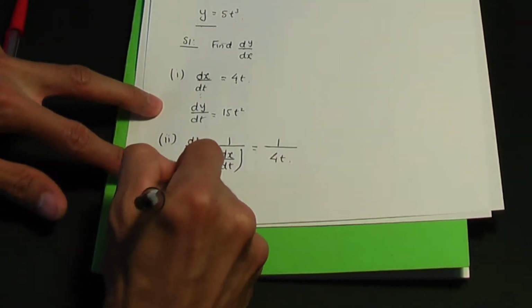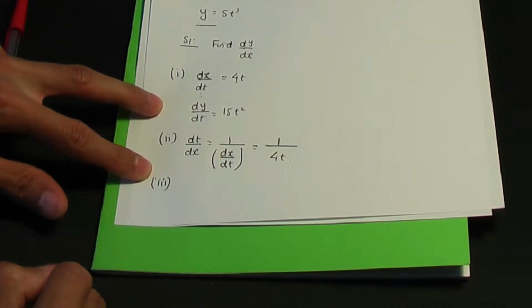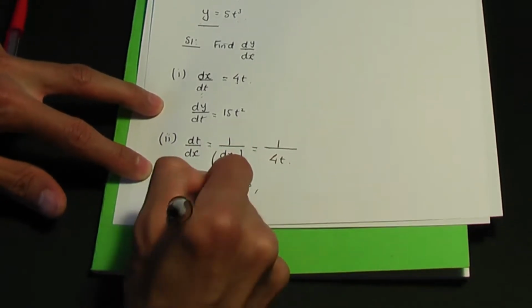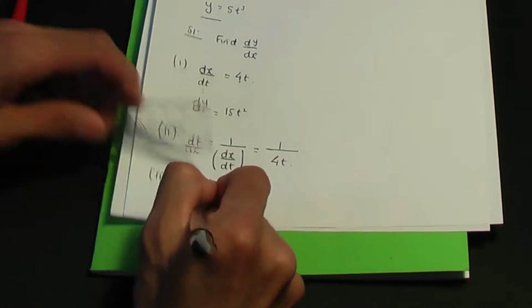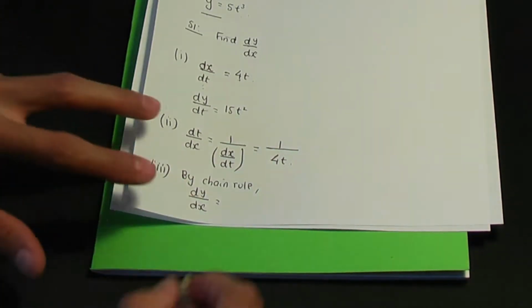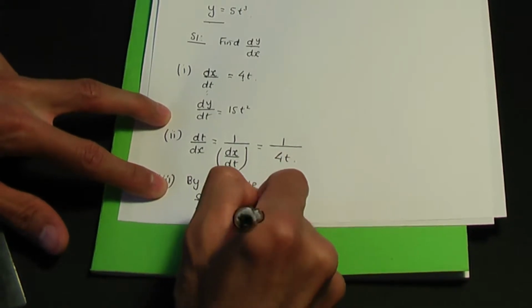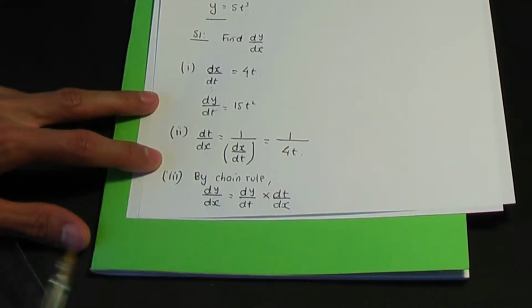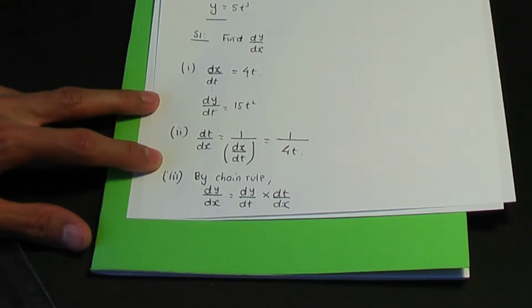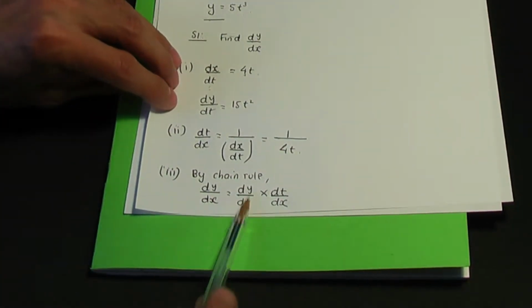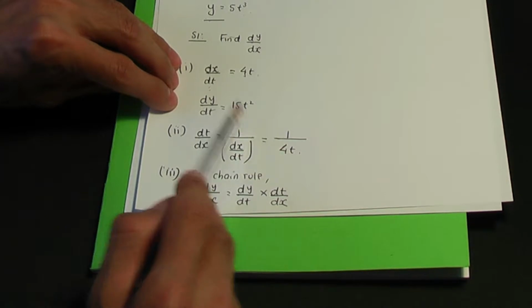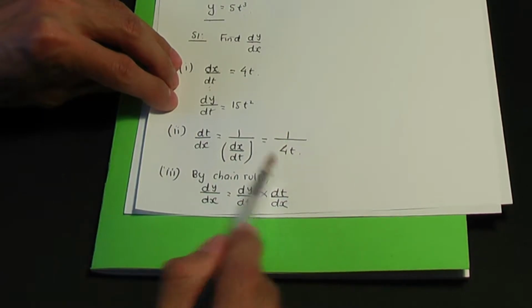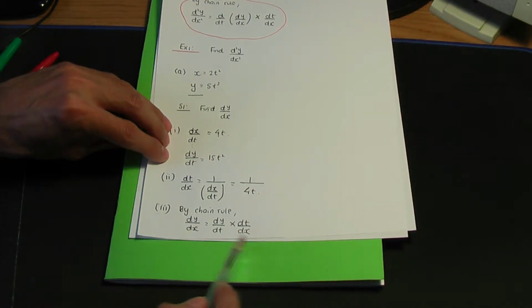Now the third stage to working out dy over dx given parametric equations is to use the chain rule. So by the chain rule, dy by dx, remember the rule in the last video, it's dy over dt times dt over dx. Okay, so that's the chain rule in order to work out dy over dx for parametric equations. So dy by dt we worked out here, we had 15t squared. dt over dx we worked out in a previous step, and we had 1 over 4t. So let's apply the results here.